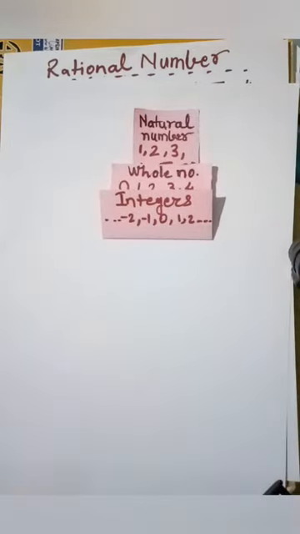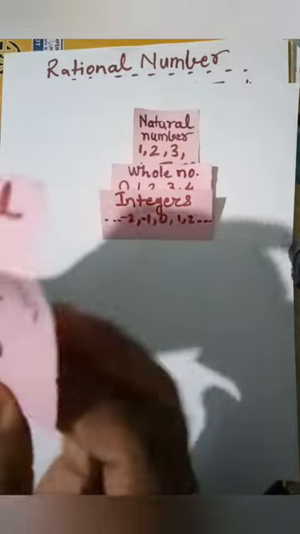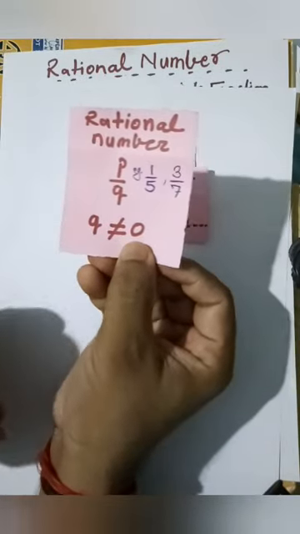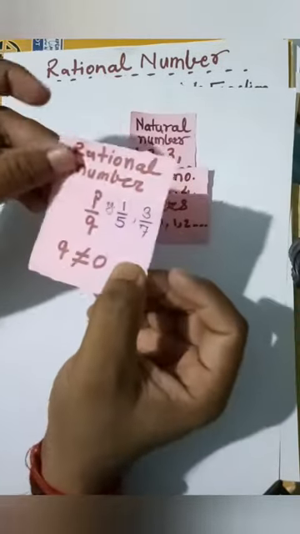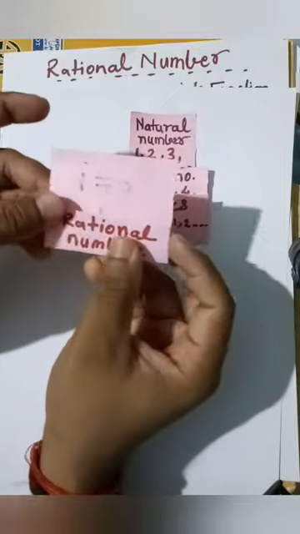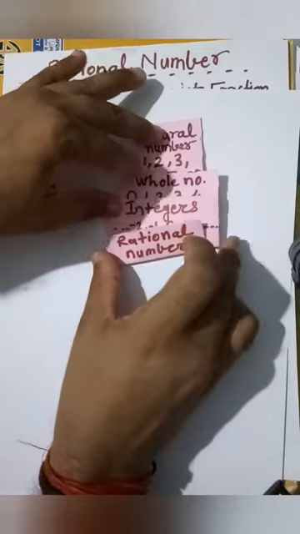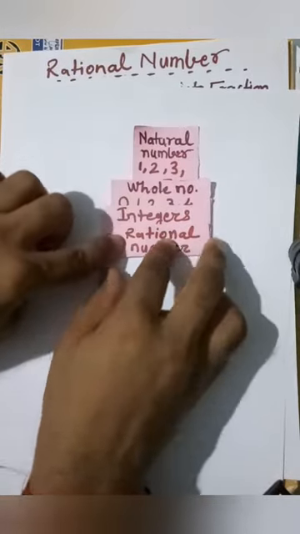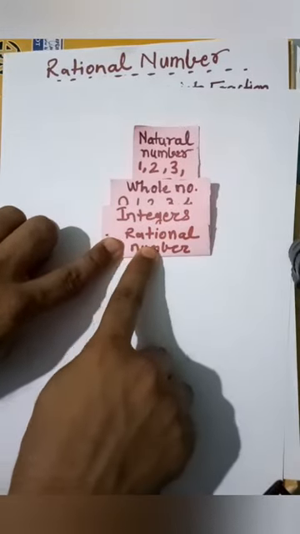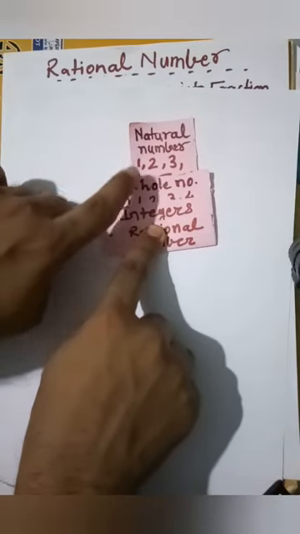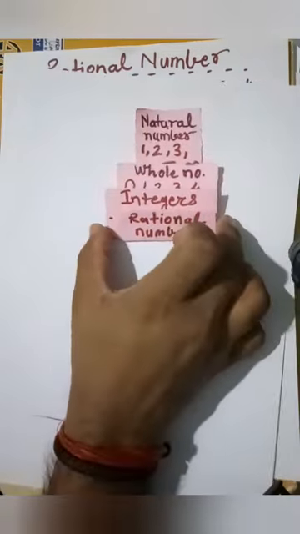Now let's see the last one, which is the topic itself, the rational number. What is a rational number? I will define it later, but I tell you, this rational number is bigger than all of them. Rational numbers include integers, whole numbers, and natural numbers, all of them in it.